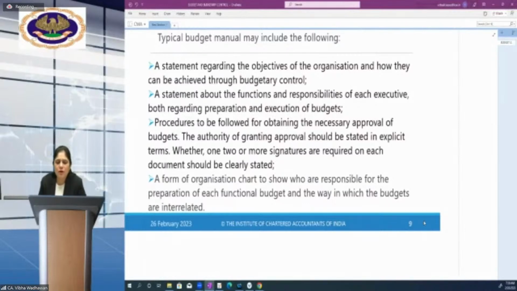A form of organization chart to show who are responsible for the preparation of each functional budget. So the whole organization chart, there are different functional budgets. Who is responsible for cash budget? Who will be responsible for material purchase budget? Who will be responsible for production budget? Who will be responsible for sales budget? So every functional budget, the person responsible, everything has to be there in the budget manual. So it's a very, very good guide and a very important document on which the efficiency of a budget is basically based.